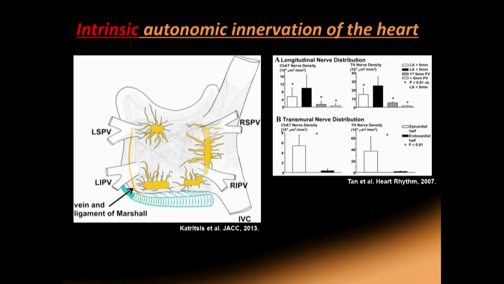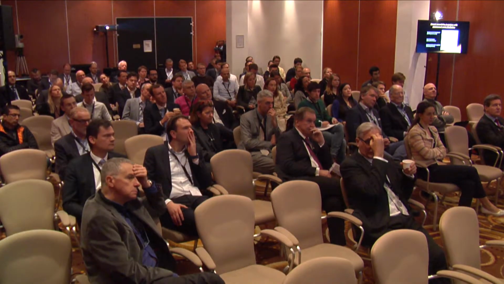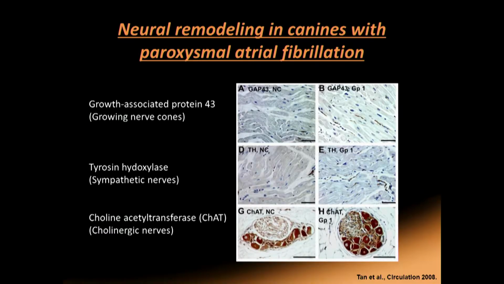When you look at the transmural or longitudinal distribution, most of them are also just located in the left atrial tissue, and just a few of them are growing into the pulmonary veins. They are sympathetically as well as parasympathetically innervated. You can see this here in this immunohistochemical staining for tyrosine hydroxylase or choline acetyltransferase. In addition to those ganglionated plexi, sympathetic and parasympathetic fibers are also growing in between the cardiomyocytes into the interstitium.